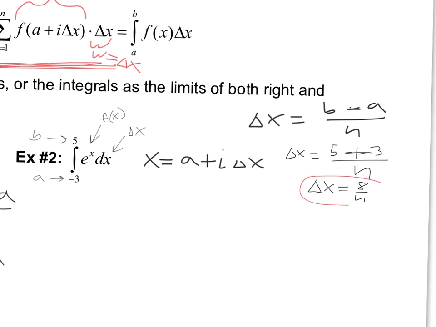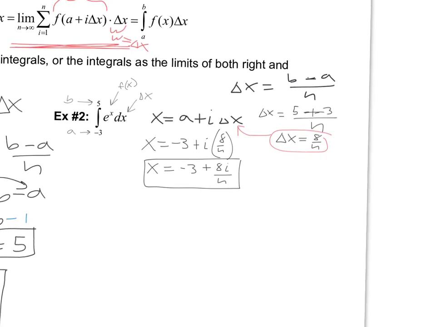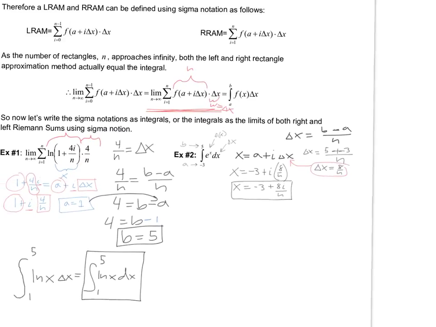Well, this is going to be useful here, because this is how we define our x. And we already know what a is, so x equals the a value, which we now know is negative 3, plus i times 8 over n. And we just clean this up a little bit. We would write this as negative 3 plus 8i over n. And this i is not to be confused with imaginary numbers. It's just your index in using sigma notation.